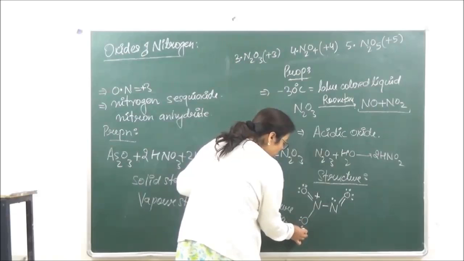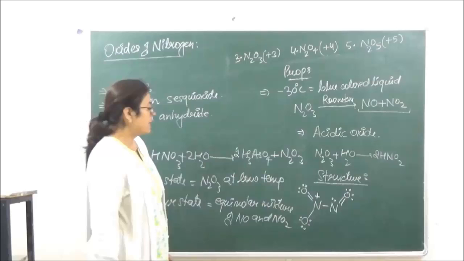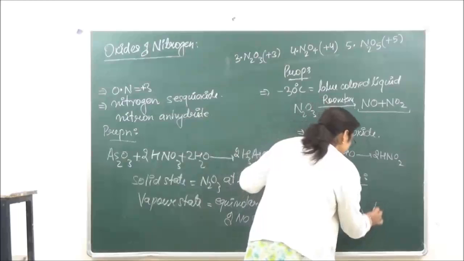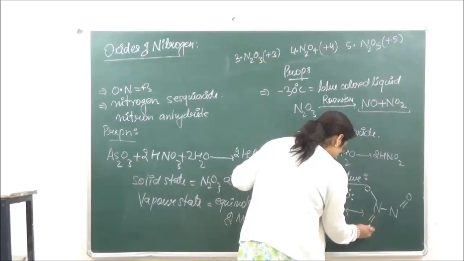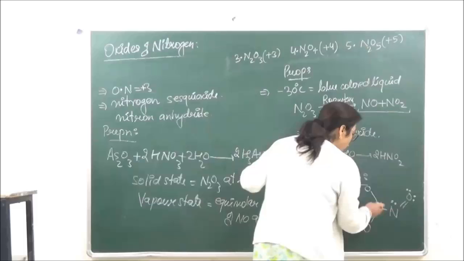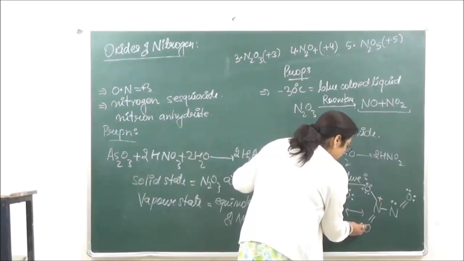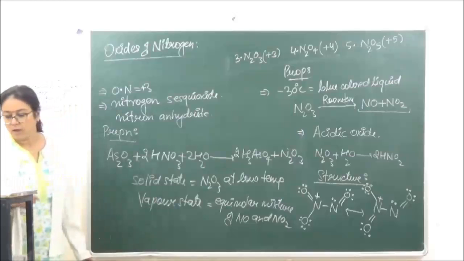Theek hai? Now, iska jo resonance hybrid hoga, that is going to be... So, we have again one lone pair of electrons here, 4 here, positive charge here, 6 electrons here, and 4 electrons here. So, these are going to be the resonating structures, right?